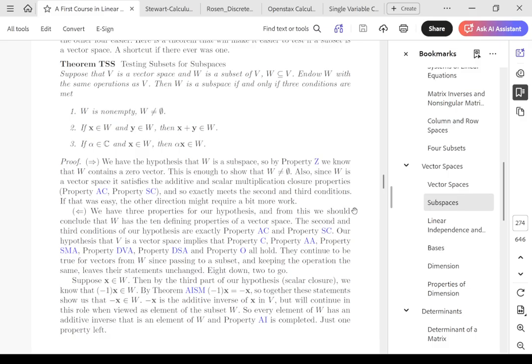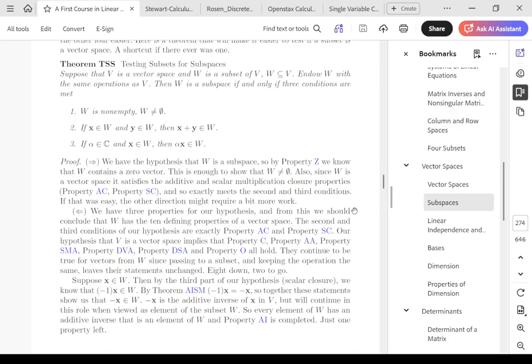and W is a subset of V, and we endow W with the same properties as V. So same addition, same scalar multiplication. Then W is a subspace if and only if three conditions are met. One, W is non-empty, so it contains at least a vector. Two, if x is an element of W and y is an element of W, then x plus y is in W.